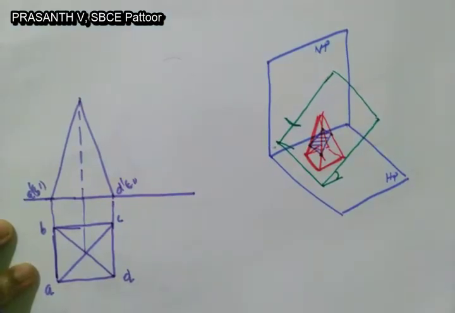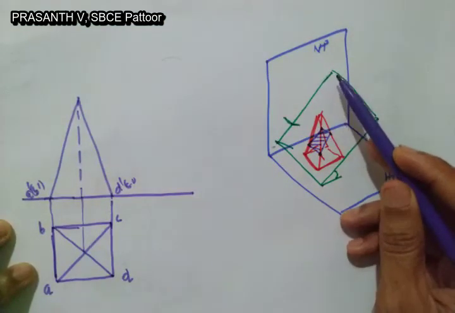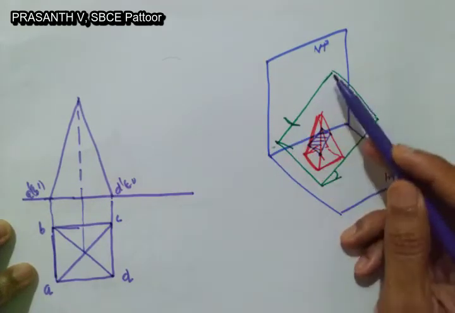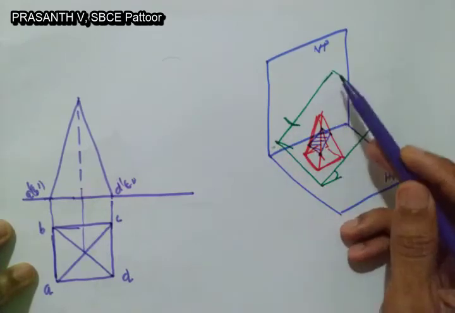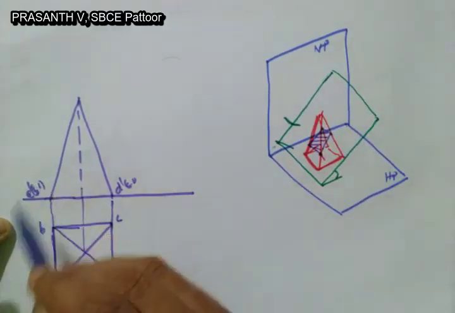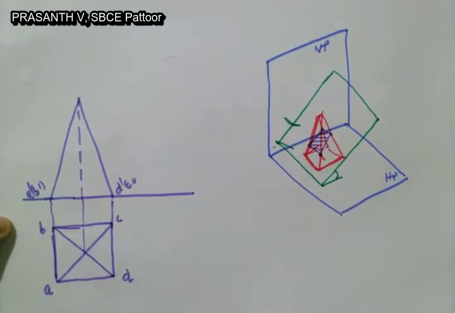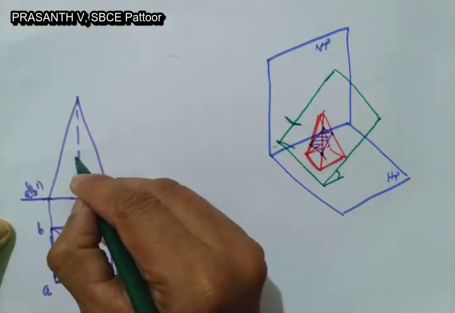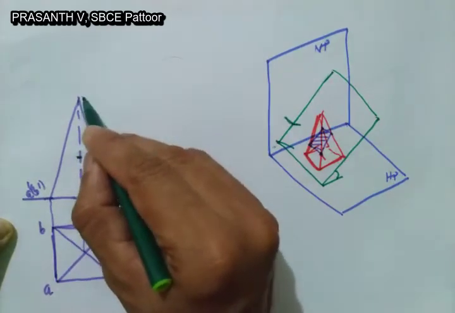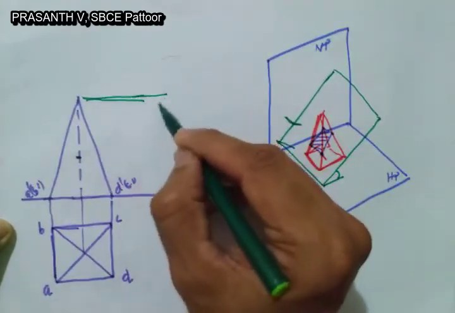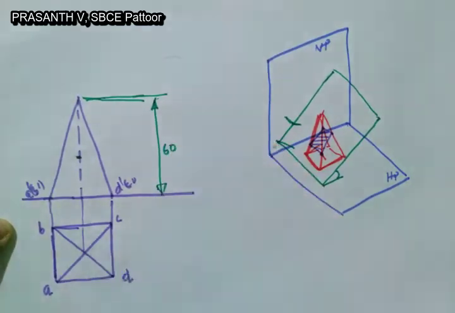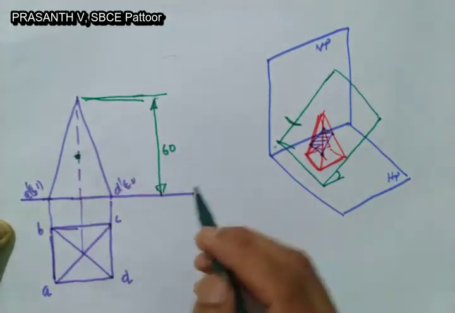Now to draw the section plane, you see the section plane is inclined to HP, so the cutting line should be inclined to XY line in front view. Section plane inclined to HP means you have to draw the cutting line inclined to XY line in front view. Suppose the section plane is cutting through the midpoint of the axis. So we just mark the midpoint here. If the height of this pyramid is 60, at 30 you have a midpoint.